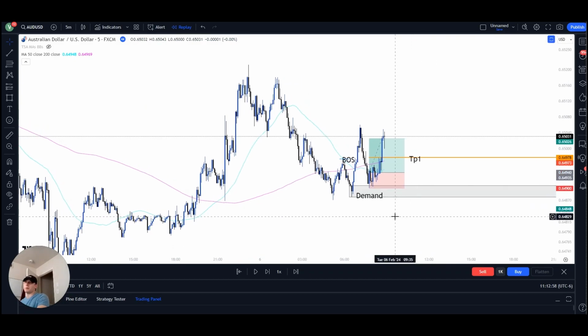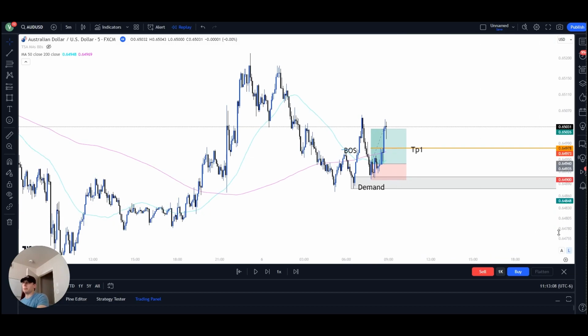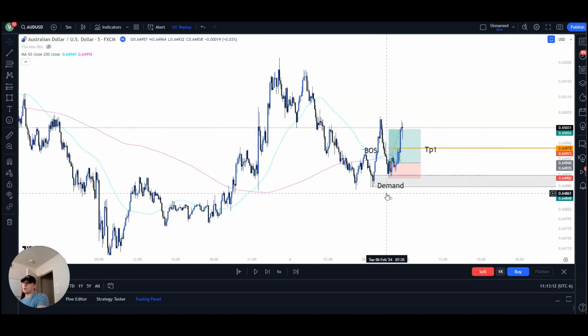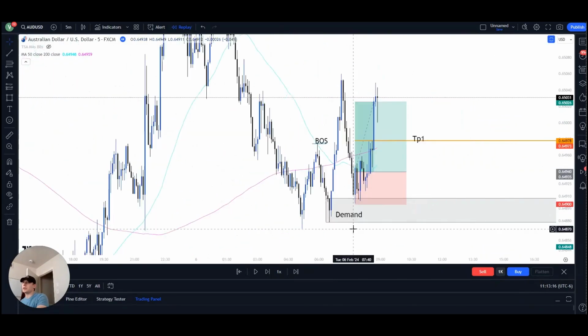To be honest, this was my favorite trade this week because it was just so simple. This is the bread and butter of trading supply and demand, in my opinion. It doesn't get much simpler than this. So, as you can see, AU, this was on Tuesday. I was watching the charts.